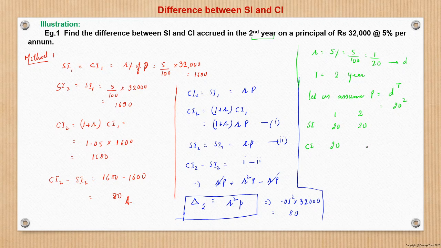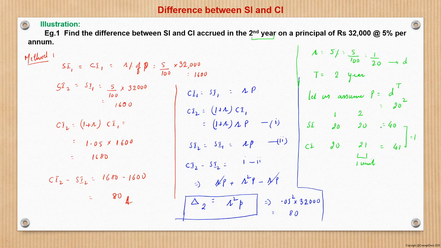Now for the second year, it will be 1 by 20 of 20 square, that is fine, 20, and again over this 20 again 1 by 20. So that becomes 20 plus 1, which is 21, right? So total here is 40 units, and here it is 41 units. So the difference becomes 1 unit between CI and SI. For the second year the difference is 1 unit, right?